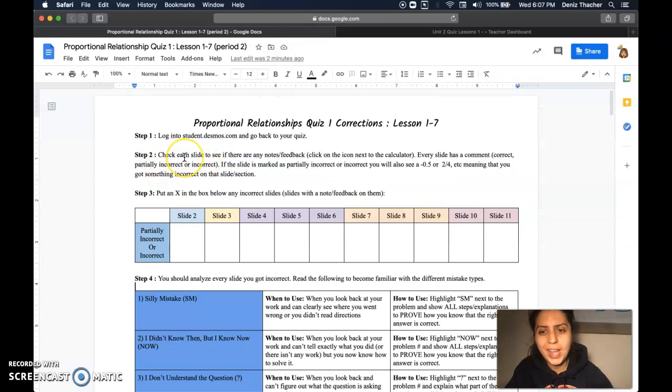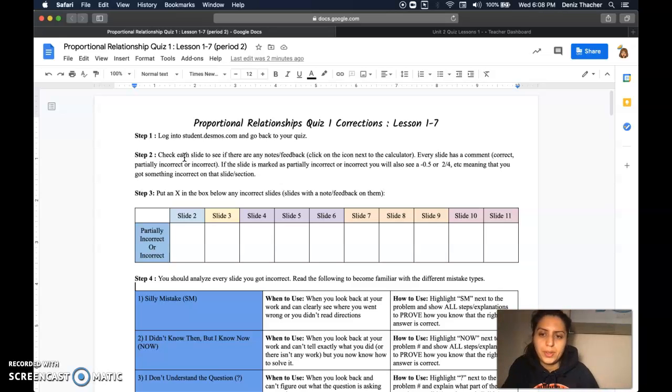So step 2 is to check each slide or screen to see if there are any notes or feedback. Again, you're going to want to click on that icon next to the calculator or next to the full screen. Every single slide has a comment. The comment may say correct, partially incorrect, or incorrect. If the slide is marked as partially incorrect or incorrect, you will also see a minus 0.5 or 2/4 or 3/4, etc., meaning that you got something incorrect on that slide or section.